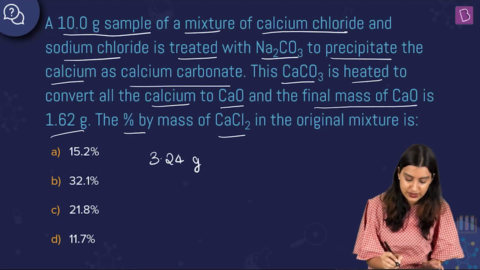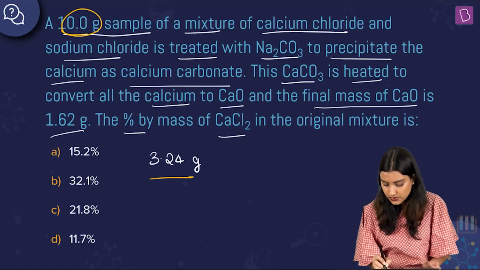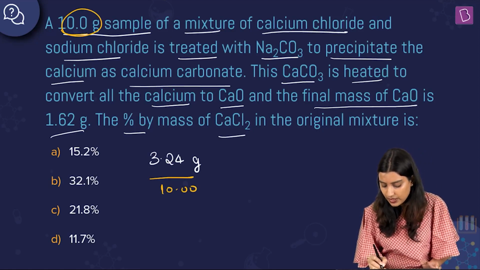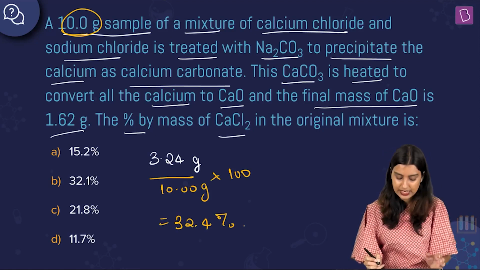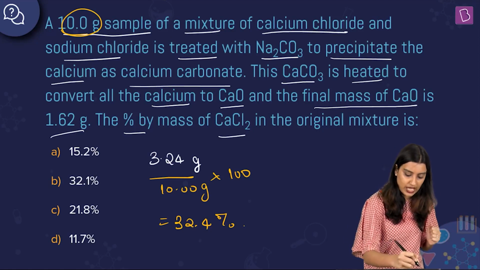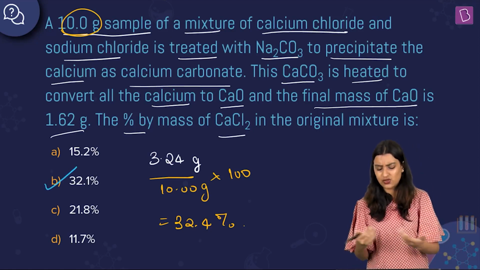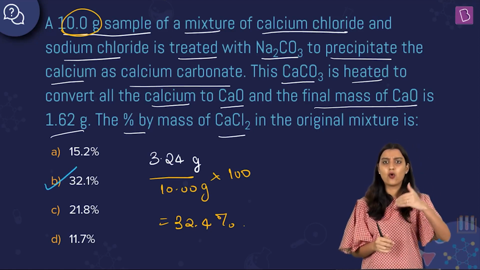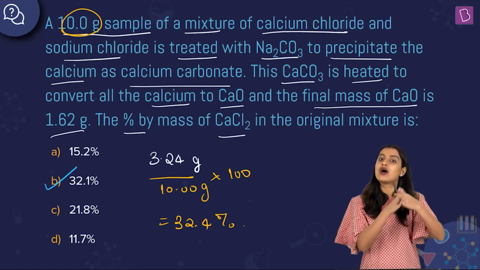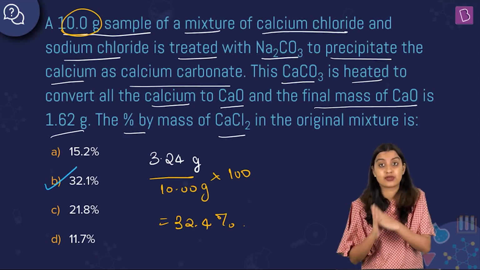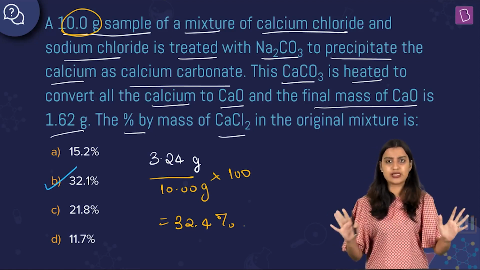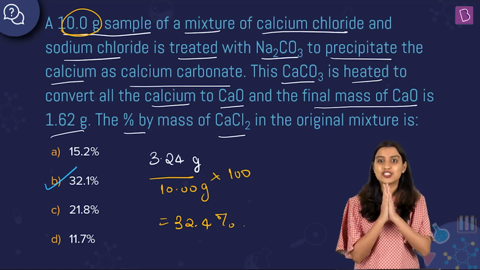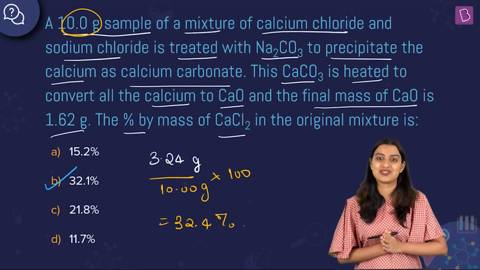The mass of the original mixture is given to you as 10 grams. So this divided by 10, into 100 for percentage. What do you get? 32.4%. Is there a close value? Yes, we have option B, 32.1%. We got 32.4%, but that is because I took 111 to be approximately 112, which is why you got this very small discrepancy, but otherwise this is okay. So option B, 32.1%, is going to be the right answer to this question.